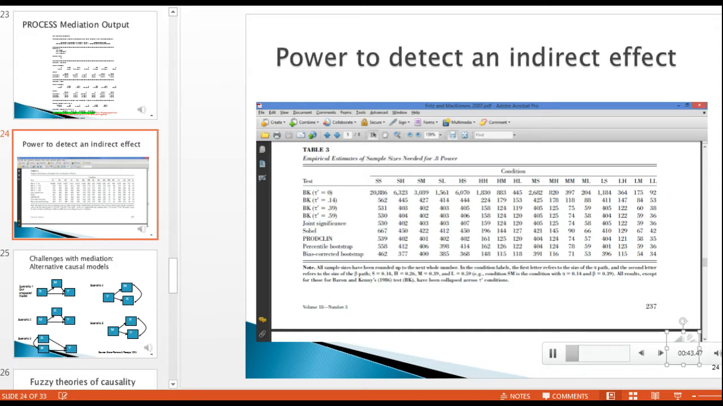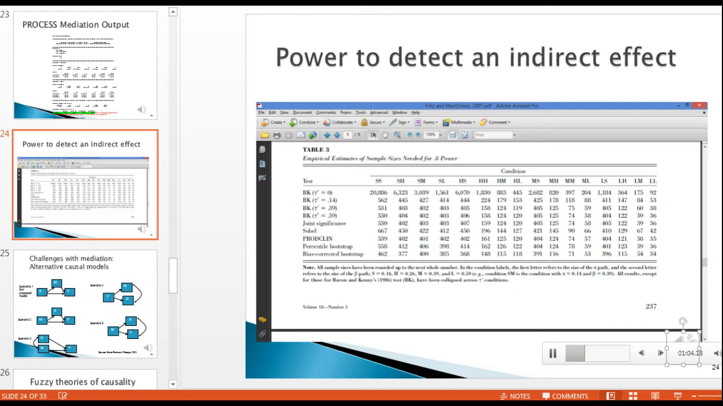And this is what they found for the different types of testing of mediation. So they did the BK method, various types of BK method. Those aren't important to know unless you're doing the Baron and Kenny method for some reason. So I just ignore the top rows of that table for the most part. I ignore joint significance. I've never done that one.